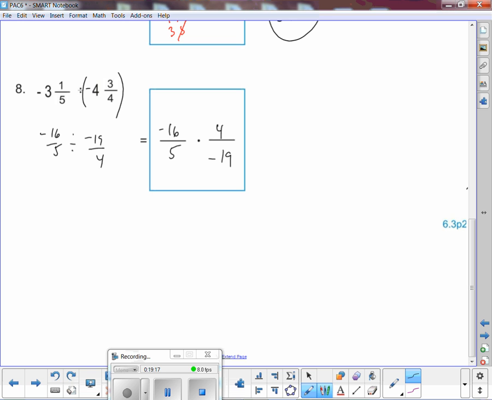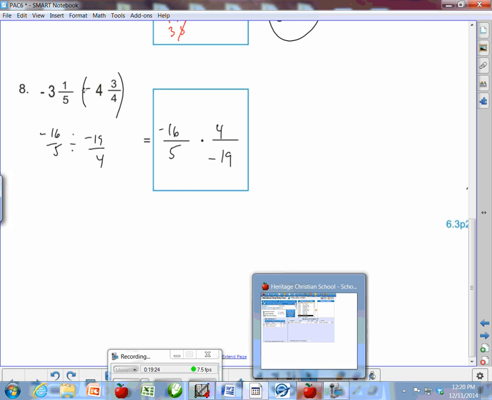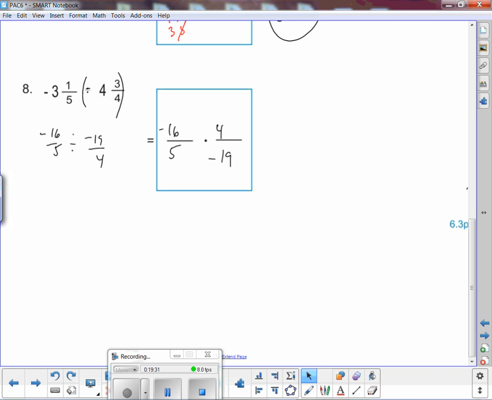All the 2s are on the top, and there's no 2s on the bottom. 4 times 16. Anybody got that? What do you got? Say it if you know it. 64. Come on. Okay, and on the bottom, 5 times 19 is? Because 5 times 20 is 100 minus 5 is 95, right? How many got that right? It's amazing. What math whizzes.